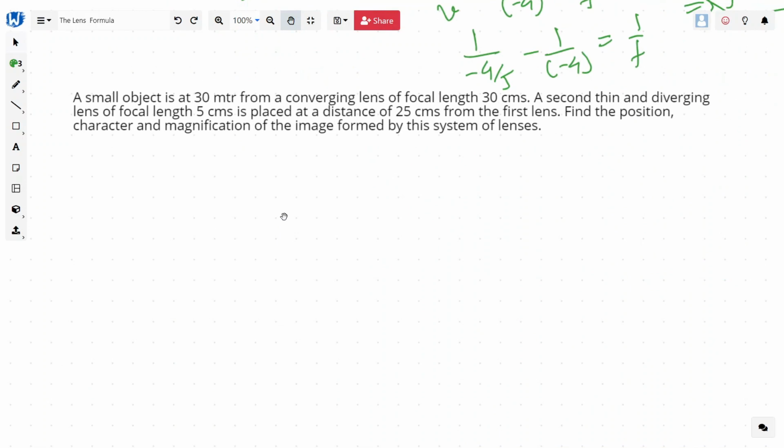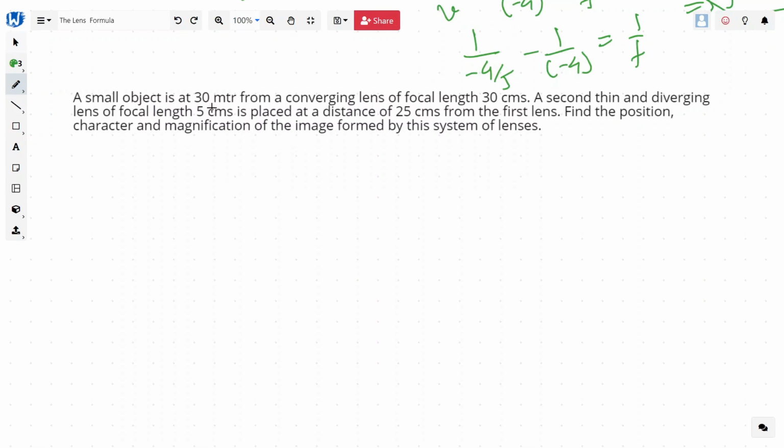Now a small object is at 30 meters from a converging lens of focal length 30 centimeters. A second thin and diverging lens of focal length 5 centimeter is placed at a distance of 25 centimeter from the first lens. So of course, now just by reading the statement of the problem, we know that there are two lenses, right? So let's try and visualize that.